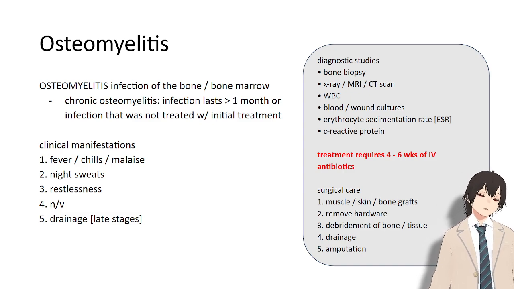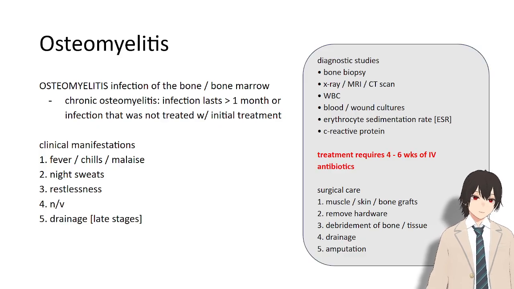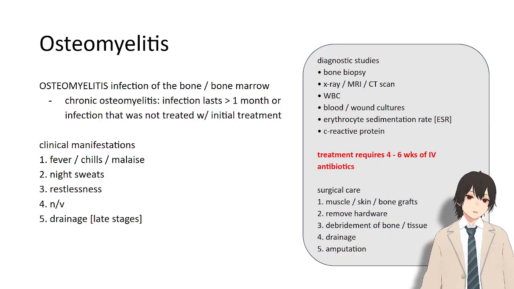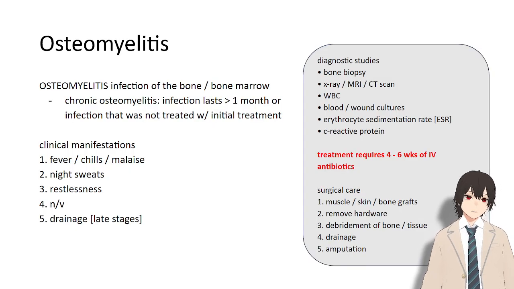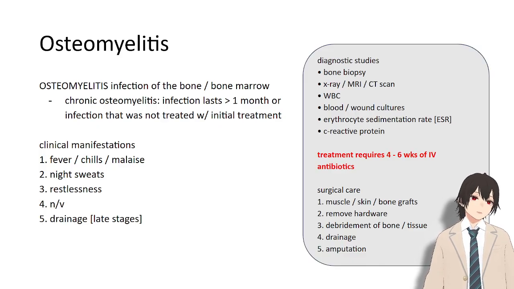So some surgical care is muscle, skin, bone grafts. You want to remove any hardware, like implants, etc. And you want to debride the bone and tissue. That's probably the most common one that I would say happens, is they debride the bone and tissue from the infection. And there's also options of drainage where they can try to drain the infection, the pus, and all that stuff that's in the bone out. And as a last resort, amputation.